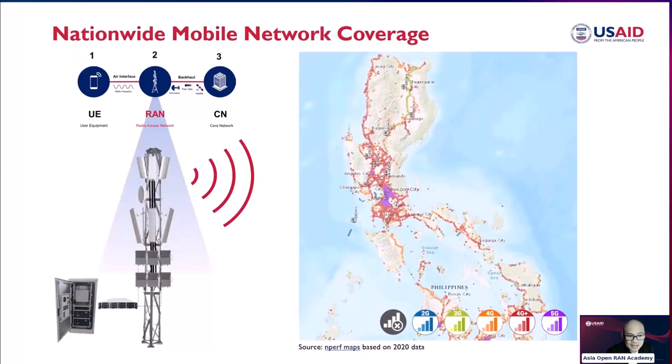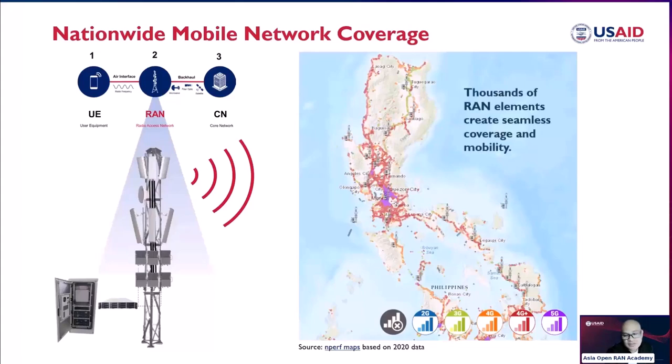So you need to put a lot of cell sites in different parts of the country to create seamless coverage. Thousands of radio access elements create seamless coverage and mobility. So whenever you go from one place, from Manila going to Pampanga, you will have seamless coverage. You will not have a dropped call.